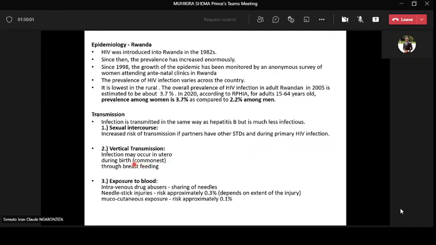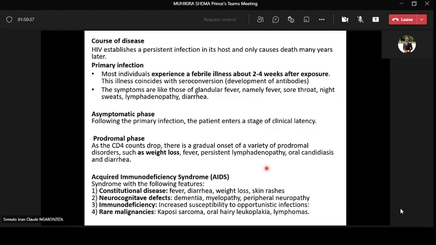And we have vertical transmission, infection that can be in utero or during birth, which is the commonest, or sometimes breastfeeding, vertical transmission from mother to child, and exposure to blood, especially in drug abusers, where infected needles are exchanged, and it really affects this category.